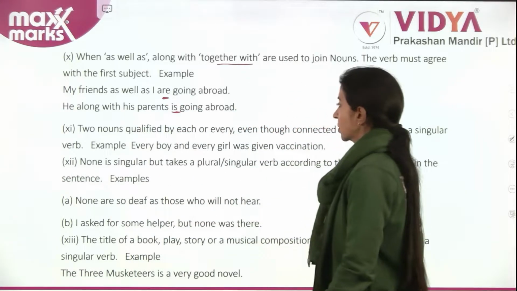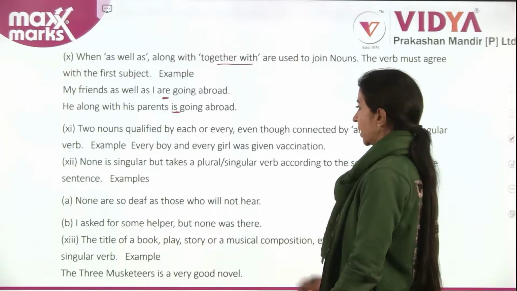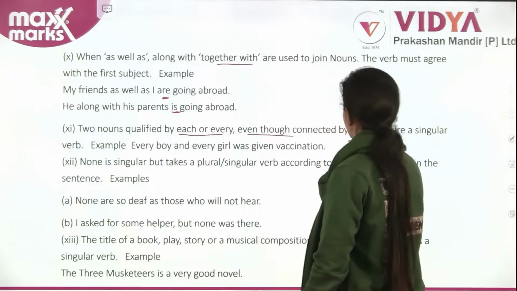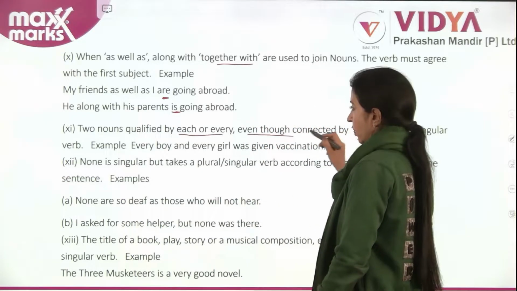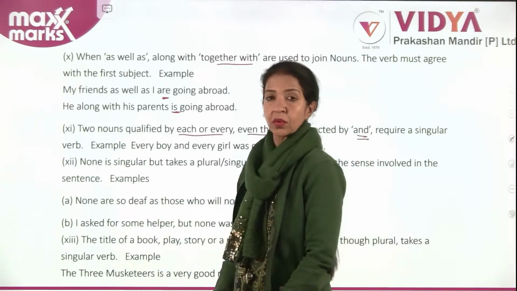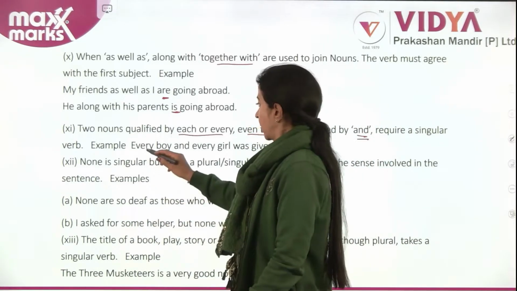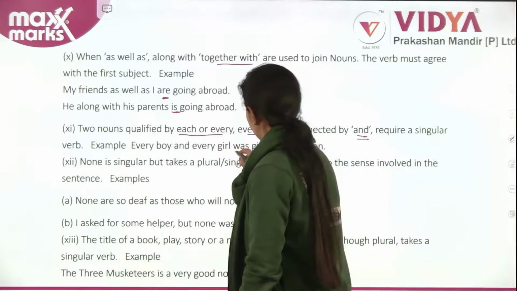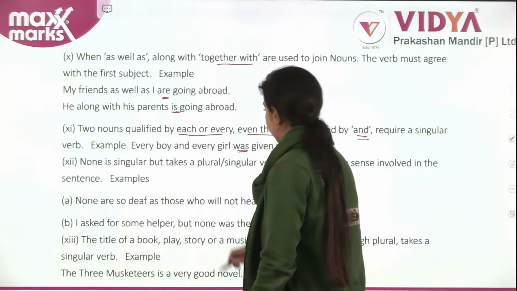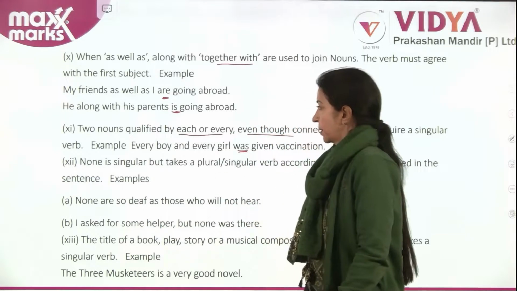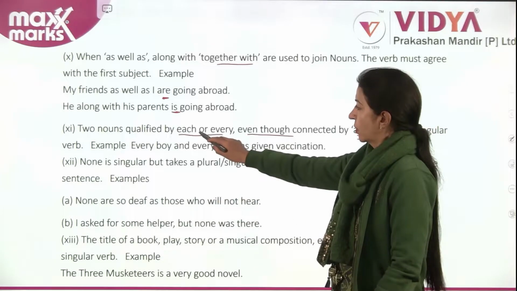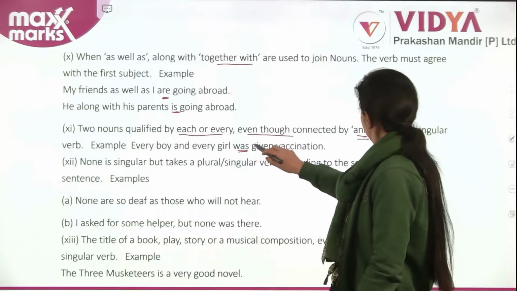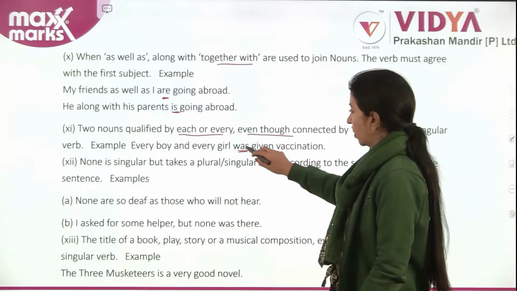Two nouns qualified by each or every, even though connected by and, require a singular verb. Every boy and every girl was given vaccination. Two nouns qualified by each or every, even though connected by and, require a singular verb.